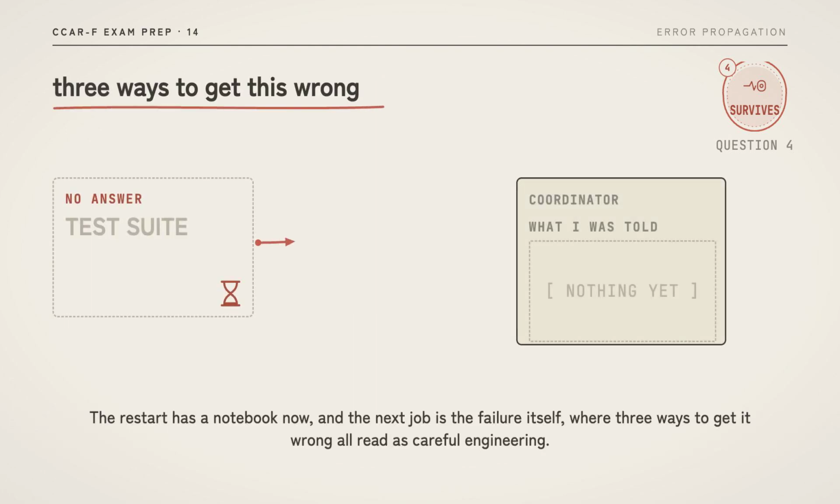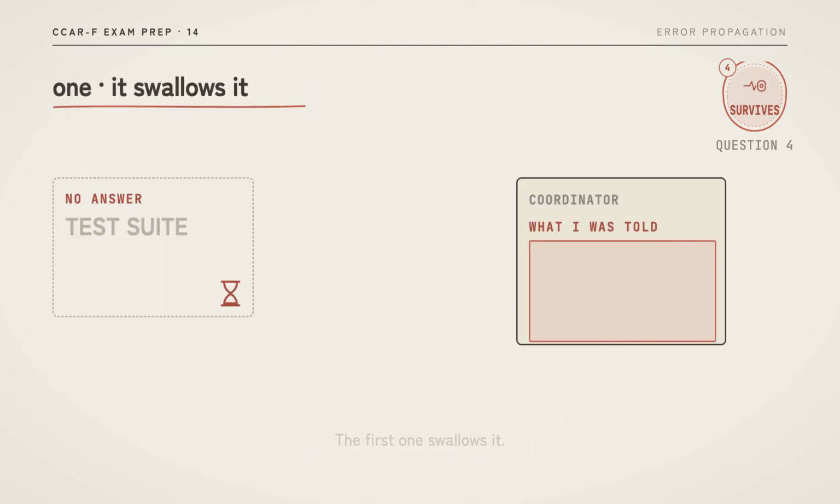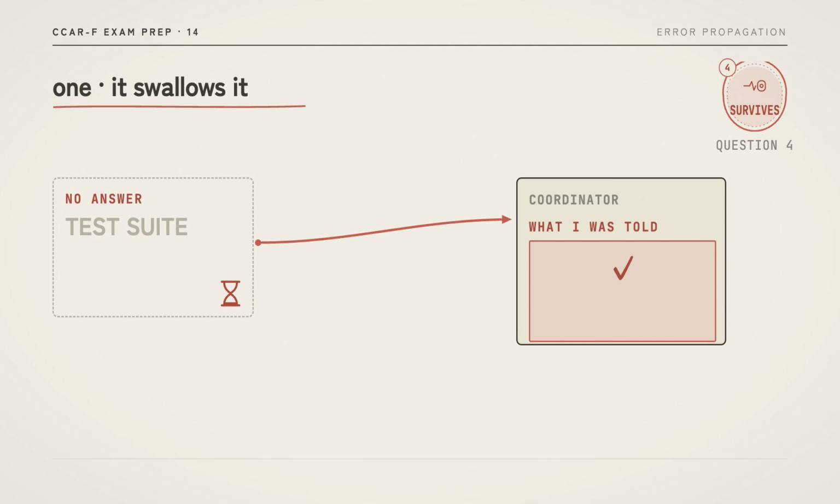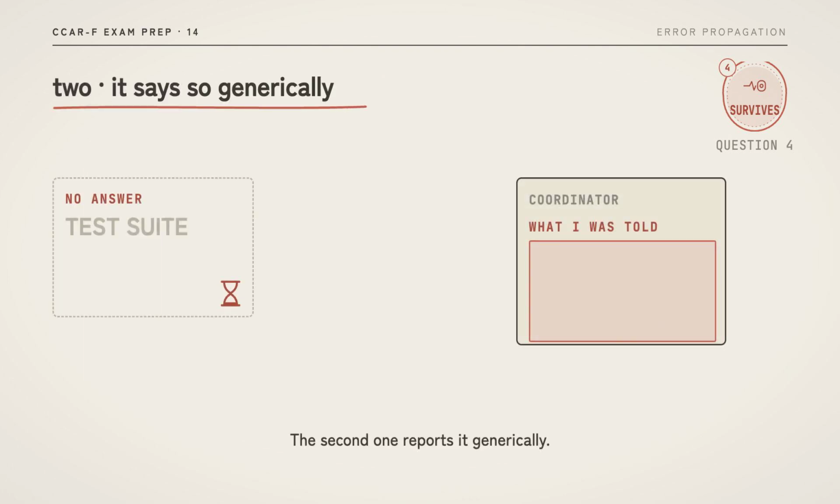The restart has a notebook now, and the next job is the failure itself, where 3 ways to get it wrong all read as careful engineering. The first one swallows it. The subagent catches its own timeout and returns an empty result marked successful. Now a failure looks exactly like a search that found nothing, and the report ships with a hole and no sign of one. The second one reports it generically.